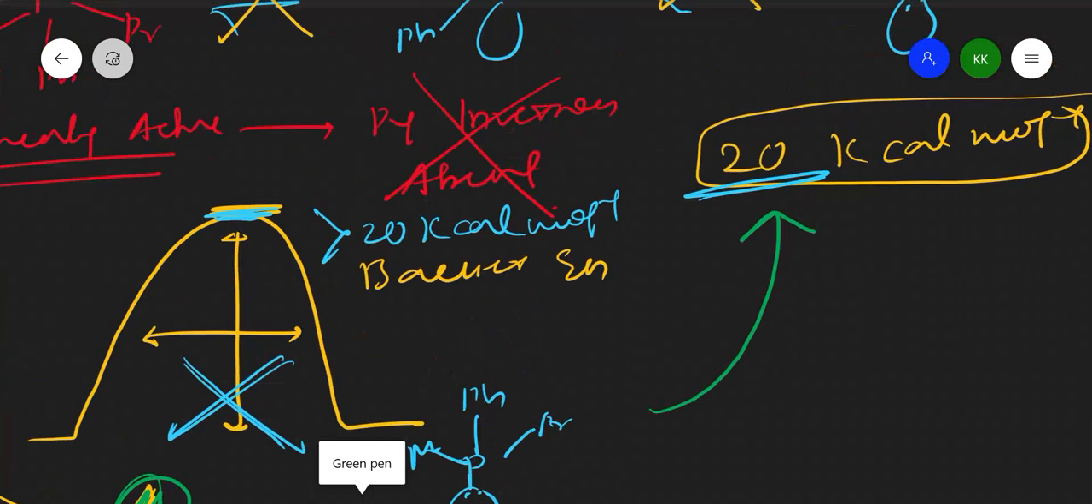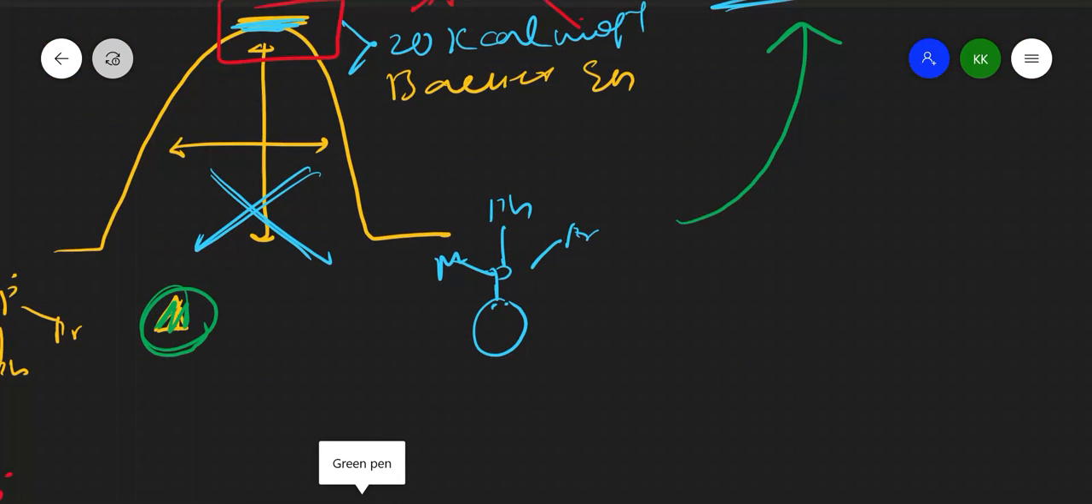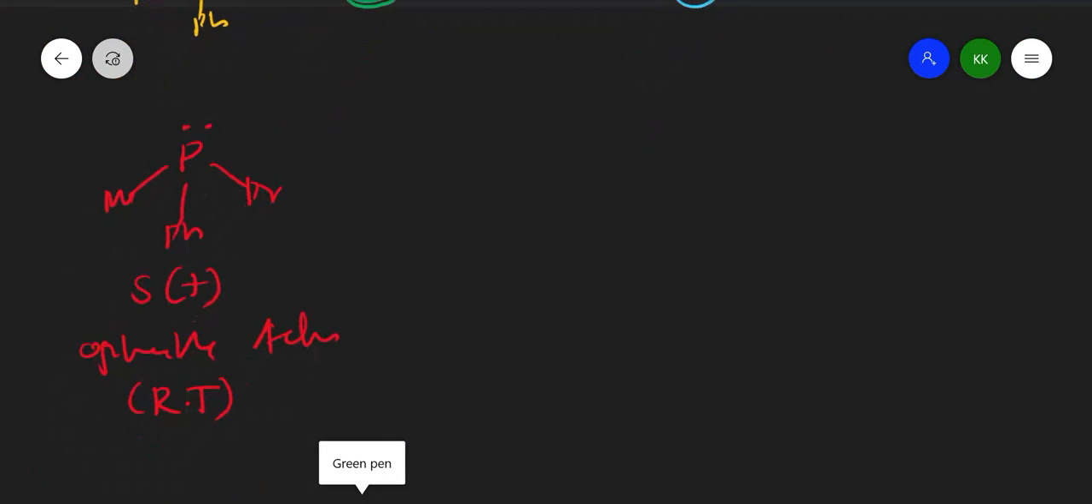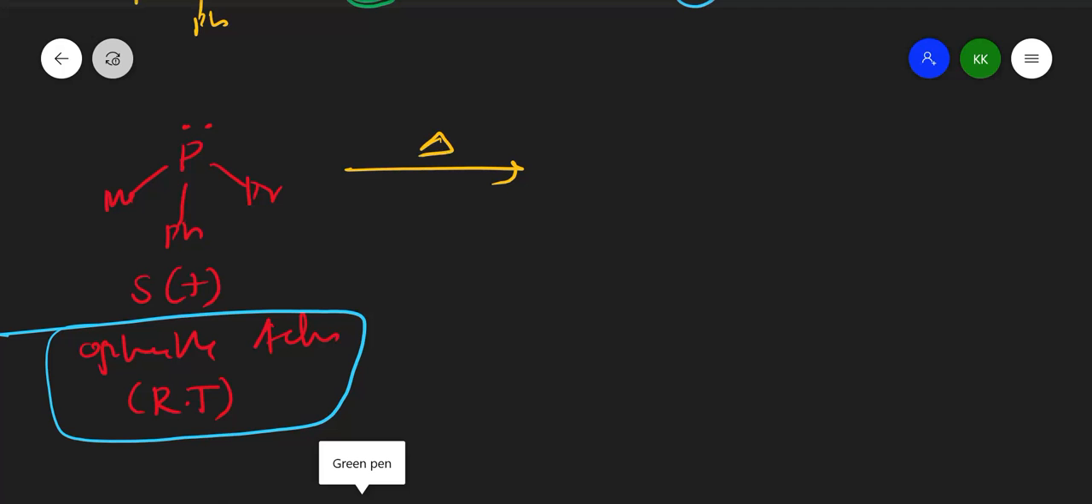If pyramidal inversion was happening, then in its transition state it will be planar, so with a plane of symmetry it will be optically inactive, right? But it is optically active because at room temperature it is more stable. But what we did was heating. I started heating this compound, because of which it exhibited pyramidal inversion.